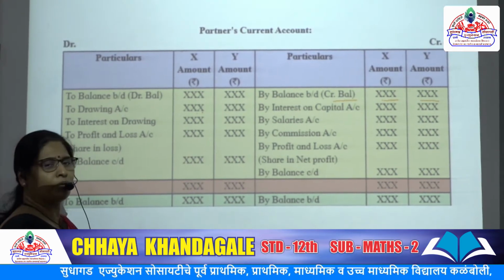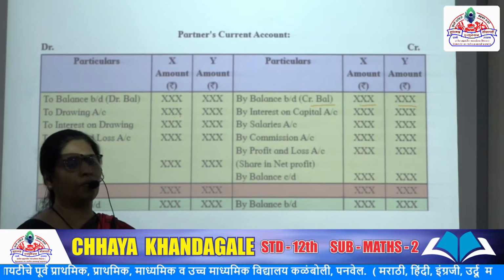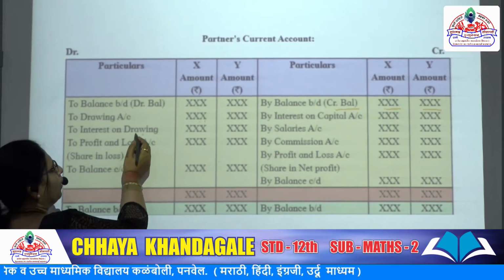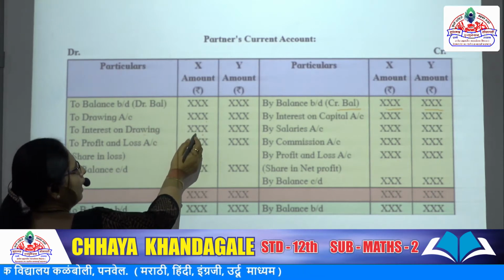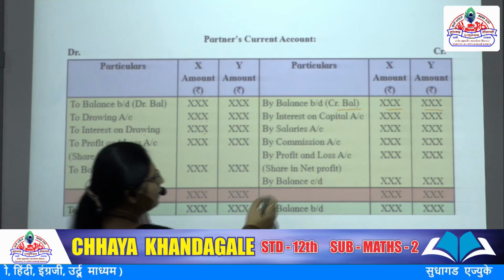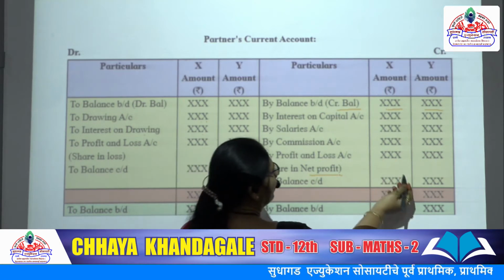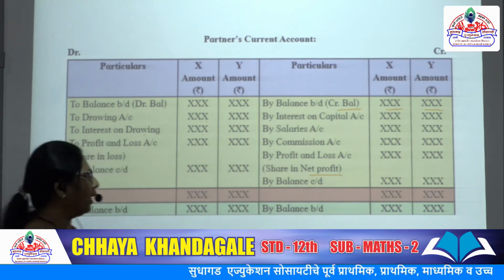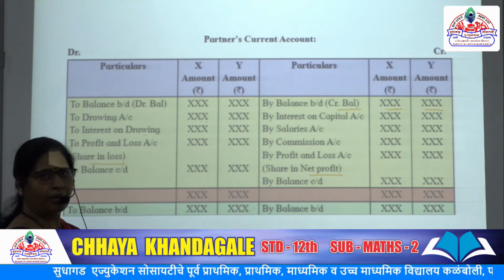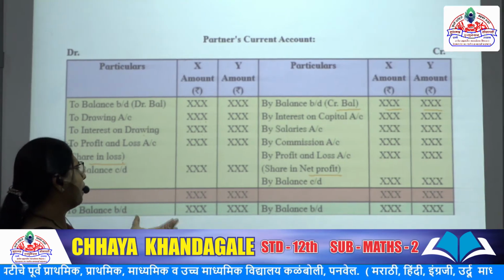Then suppose the partnership deed says interest on drawings is to be charged to the partners. We are going to calculate the interest on drawings and write it in the amount column. If there is a net profit, we are going to credit it to their current accounts. But if there is a loss, we are going to debit it to their debit capital balances. We are going to write it on the debit side of their current accounts.